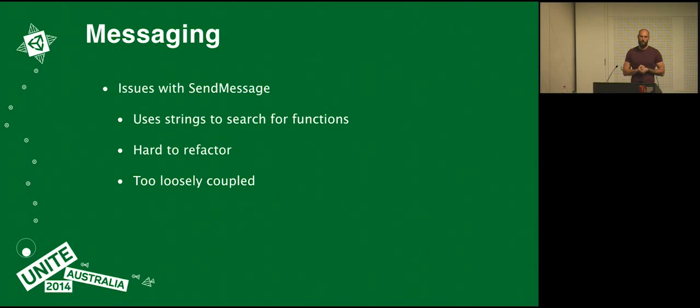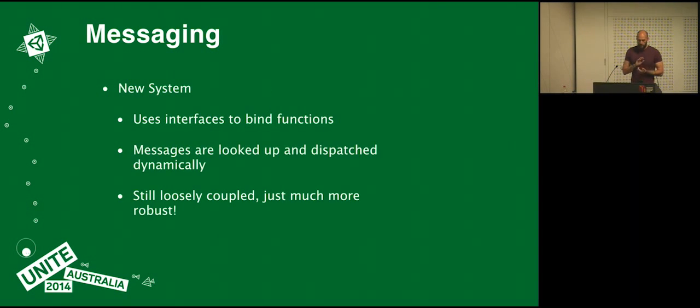And whilst I'm a big fan of loose coupling, sometimes you want a little bit more rigidity in the bindings of how the caller and the callee relate to one another. So what we did was we developed a new system for messaging for the UI. It uses interfaces to bind functions, and messages are looked up dynamically and dispatched dynamically to valid receivers. It's still loosely coupled in the fact that you don't need to have a concrete reference to a receiver when you're issuing the event. But it's much more rigid in the fact that it will refactor nicely, and it's super robust in that way.